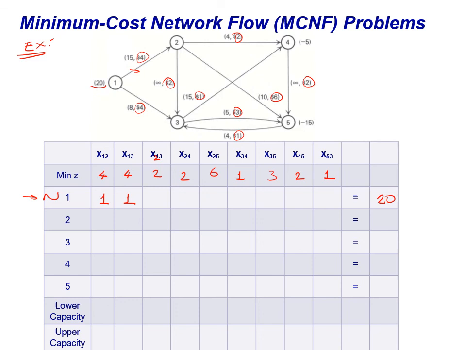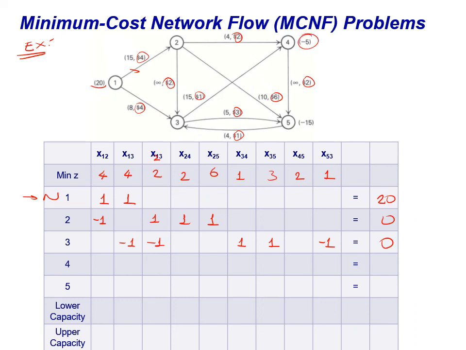For node 2, as you can see, the net supply amount is 0, and we will represent inflow as -1, similar to the shortest path, and the outflow as +1: x23, x24, and x25. For node 3, the right hand side is 0 because the net supply is 0. The inflows are x13, x23, and x53, and the outflows are x34 and x35.